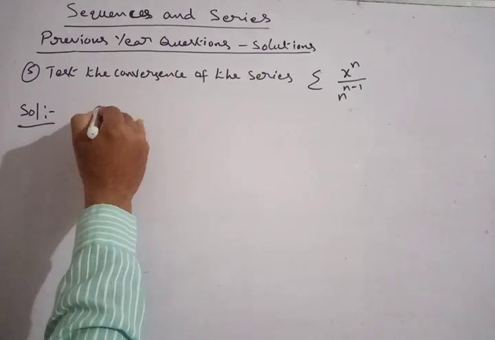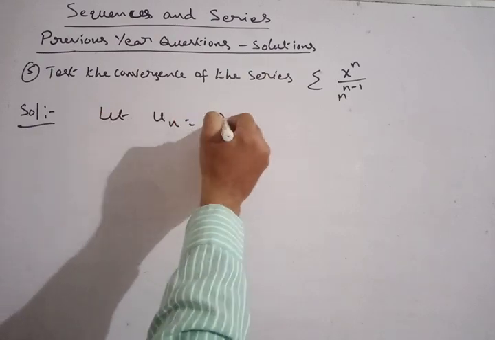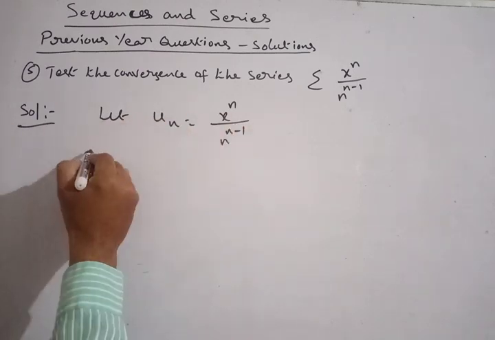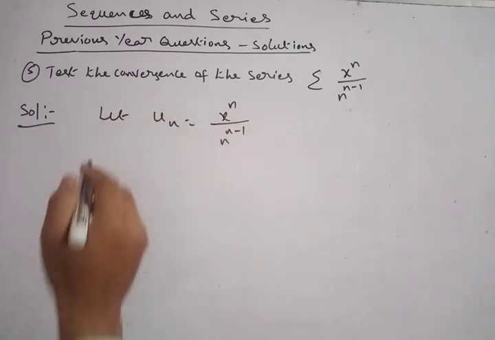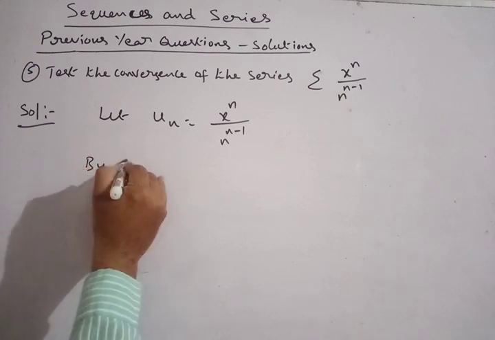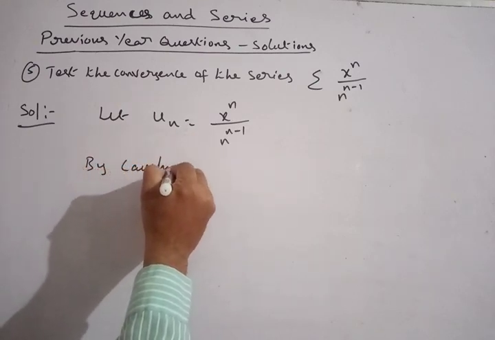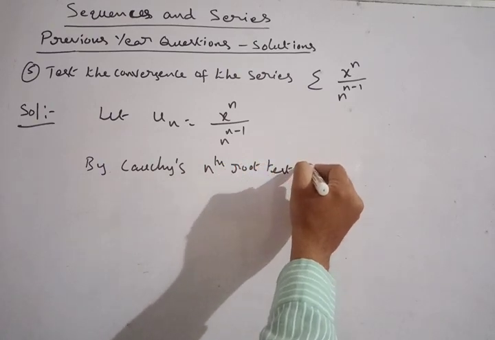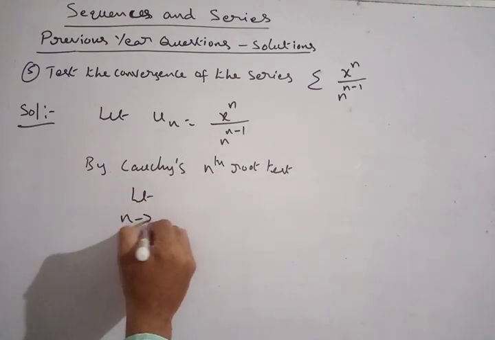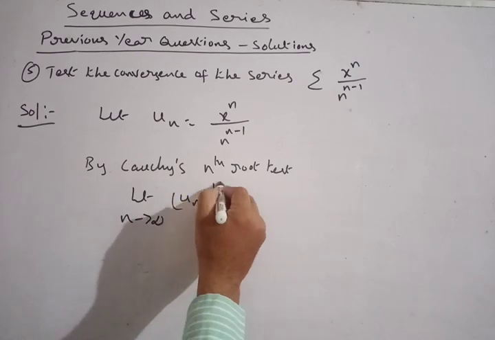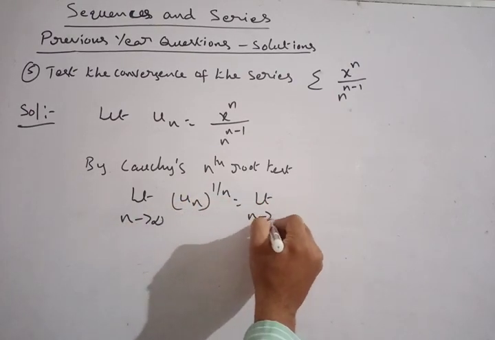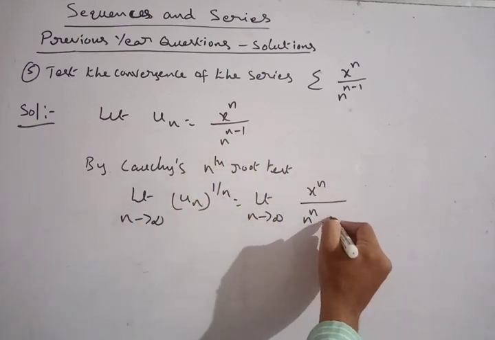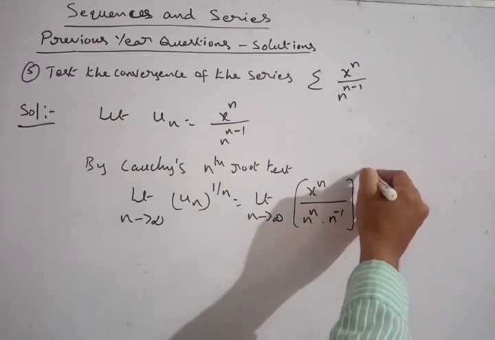Now see here. First, let un is equal to x power n by n power n minus 1. I am taking Cauchy's nth root test, since the whole power n is there. So by Cauchy's nth root test, what we have to find is the limit as n tends to infinity of un whole power 1 by n. This is equal to the limit as n tends to infinity of x power n, which can be written as n power n into n power minus 1, whole power 1 by n.